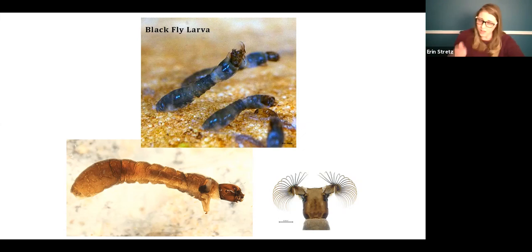So in the image on the bottom here, you can see we have the head on the right side of the picture and that proleg sticking out. And we have the wider end of the abdomen.